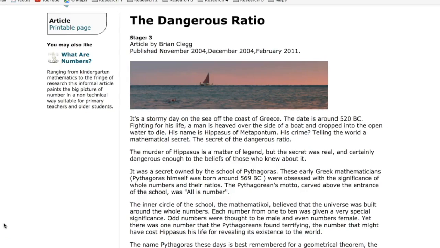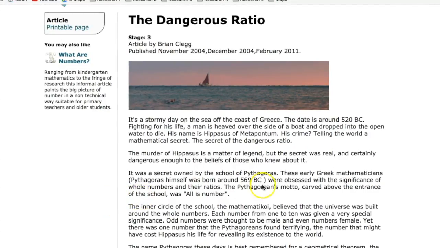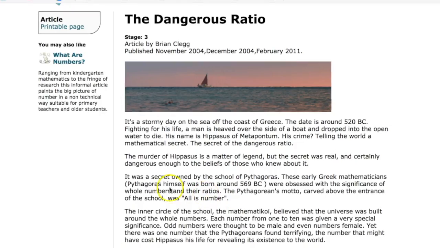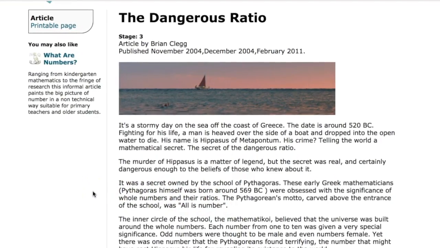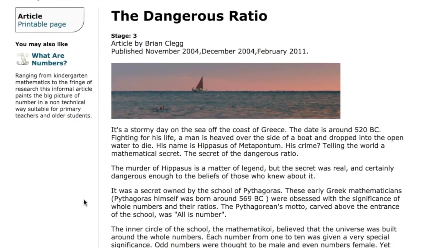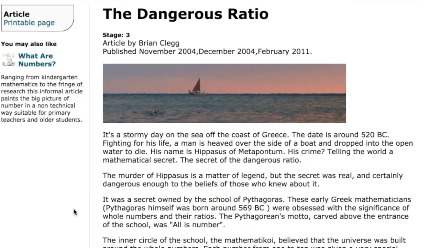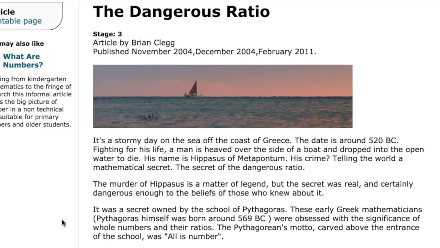It turned out that the school of Pythagoras, who thought that all was number, and were obsessed with the significance of whole numbers and their ratios, they were correct. Rational numbers are the only real numbers. Now, I'm not talking about the real, like the Wikipedia definition. I'm talking about real as in buildable or constructible, something that you can actually use.